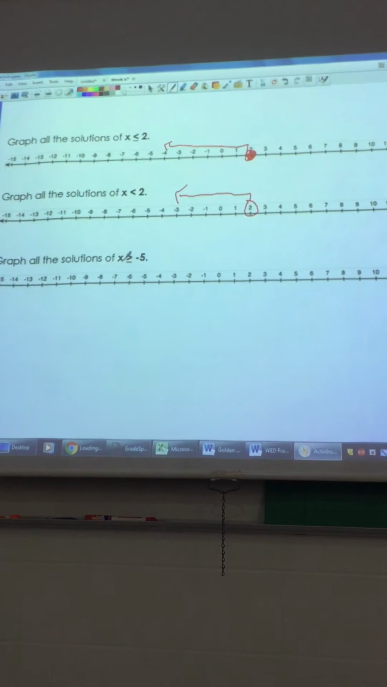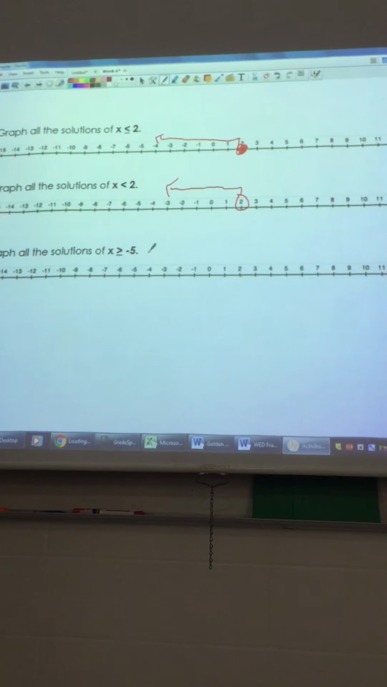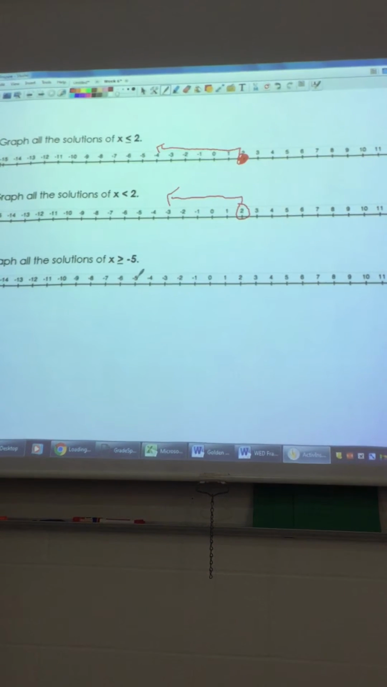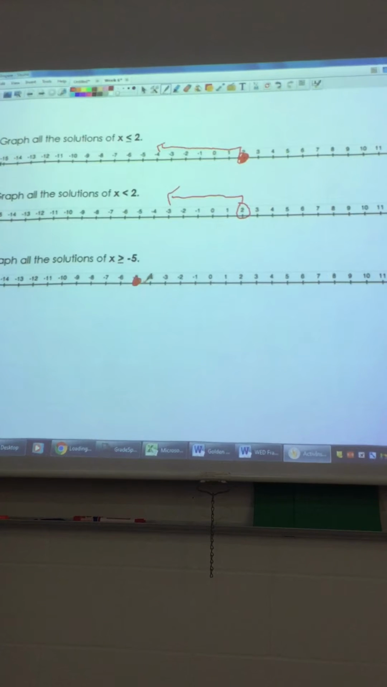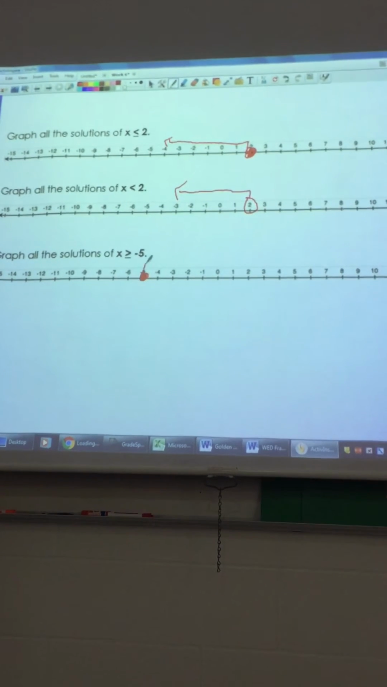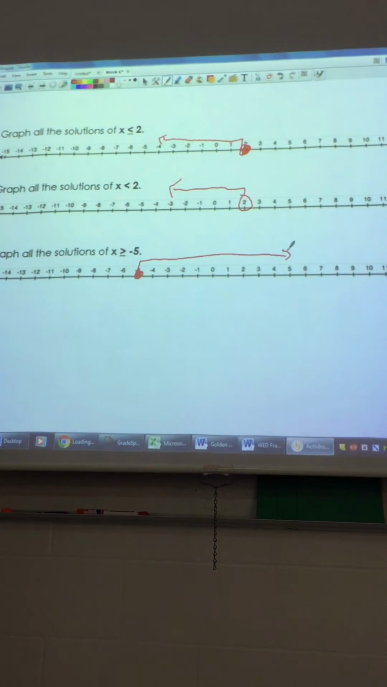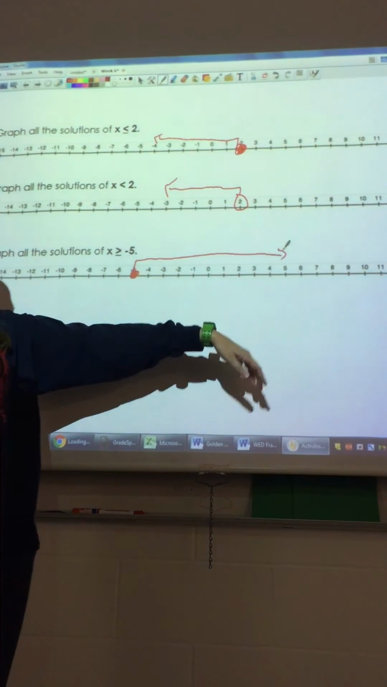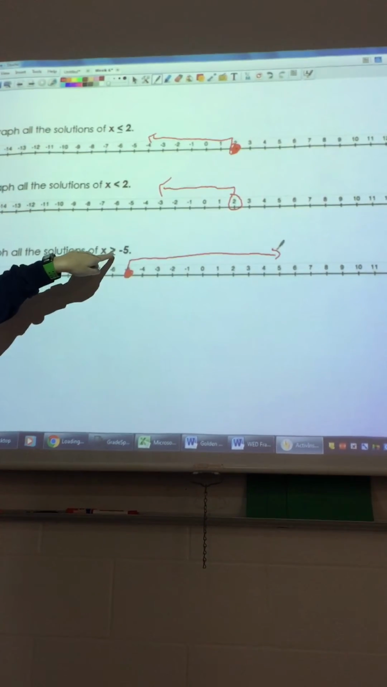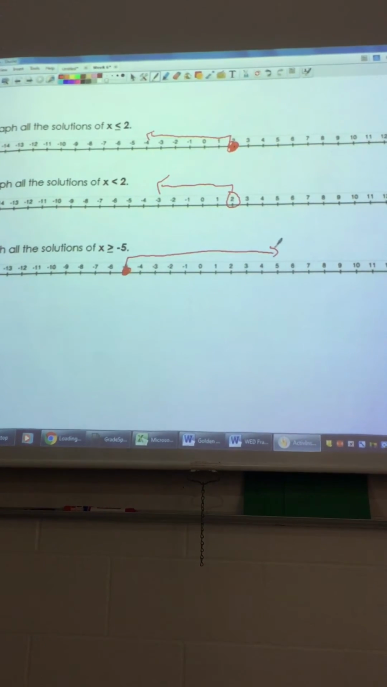All right, now this last one that we're going to do together says x is greater than or equal to -5. Open or closed at -5? Closed. So I'm going to go to -5 and I put a closed circle. And I want greater than. Oh, right. Greater than is to the right. So if I were going to check this, I would choose any one of these numbers. Let's say 3. Is 3 greater than or equal to -5? Yes, it is.